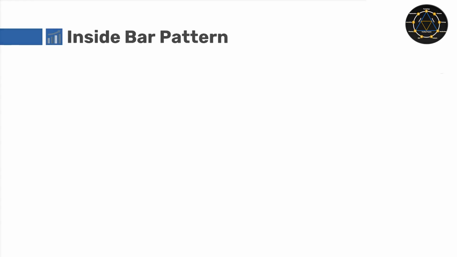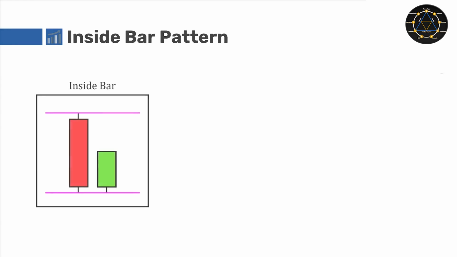And finally, we have the inside bar pattern. Now the inside bar, there's a lot of information on this on its own, but this is essentially when you have volatility contraction, where one candle will close within the previous candle. So it's only really used on higher time frames, so the daily chart and the weekly chart. So inside days, inside weeks.